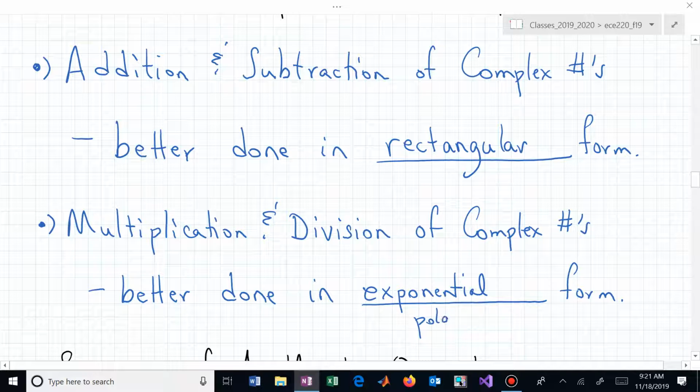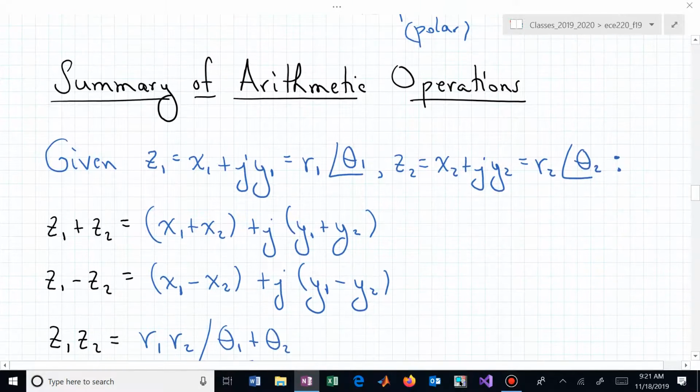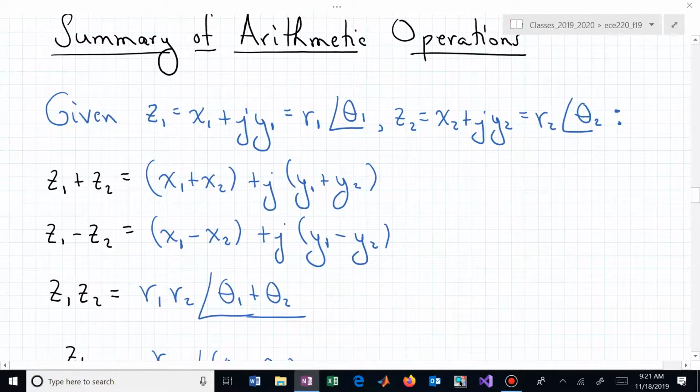Or the polar form. And here is a summary of various operations. Suppose we now have z1 expressed with subscripts of 1, x1 plus jy1, or r1 at an angle of theta 1. And you know how to relate those. If you're given r1 and theta 1, you can find x1 and y1. If you're given x1 and y1, you can find r1 and theta 1.